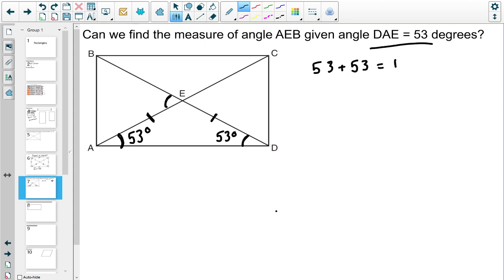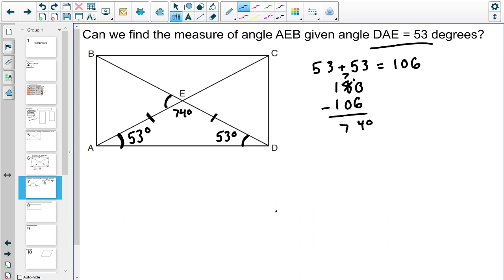And that'll get us 106. Then let's subtract that from 180. See what we have left. 74 degrees. So that must be what this angle equals.